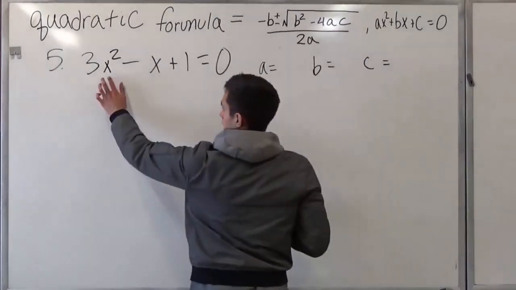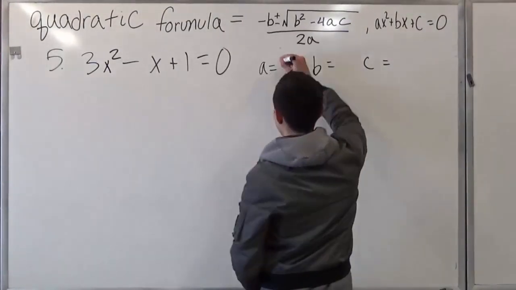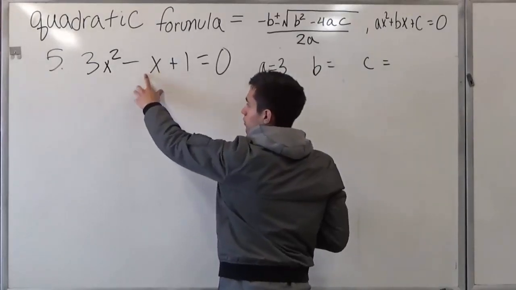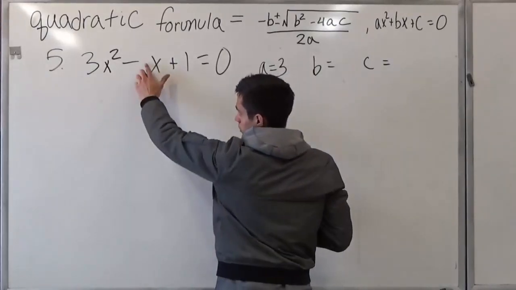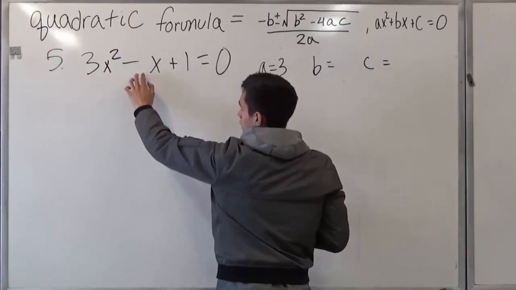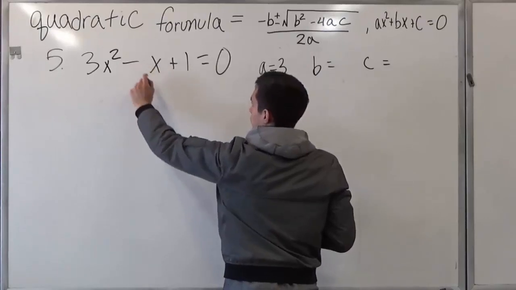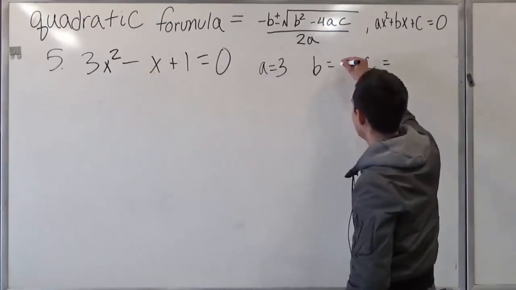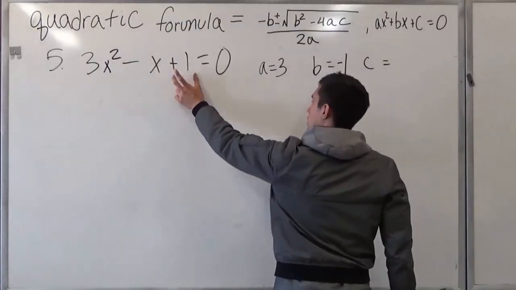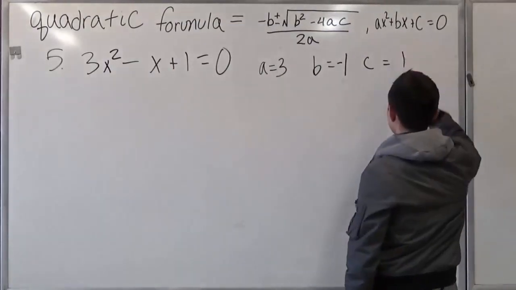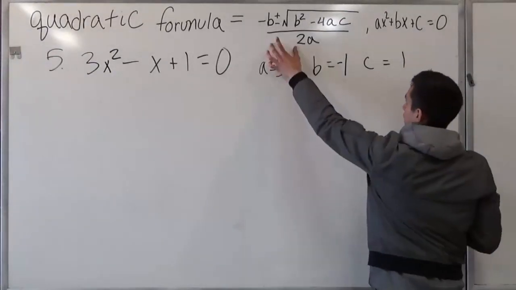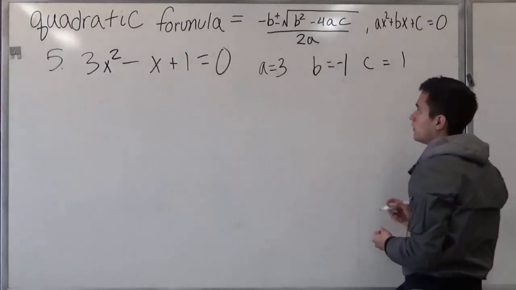So the number next to x squared is 3, so a will be 3. For this one, you don't see any number, and the rule before was that when you don't see a number and x is in front of it, this automatically becomes a 1, so it's negative 1 because there's a minus sign in front of it. So b is negative 1. And c is a constant because it's already given, and that's positive 1. So now all we have to do is plug it into our quadratic to see what we can get.